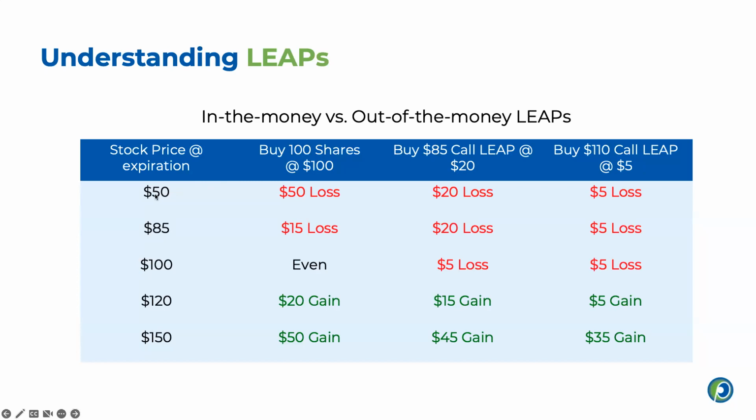If the stock price does not go, and this is an extreme example, in our favor and goes down to $50 per share, we're going to experience a $50 loss on what we purchased at $100 for. It's a dollar for dollar loss. Here, we had $15 of intrinsic value, $5 extrinsic. So we have a $20 loss in this scenario.